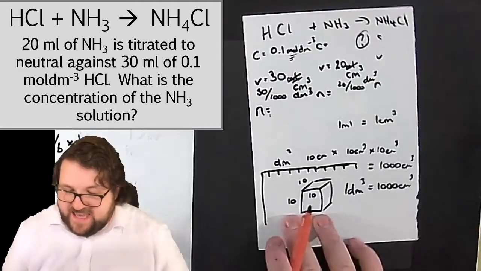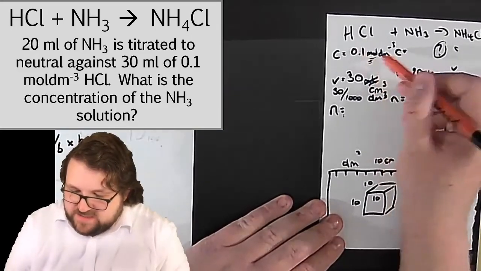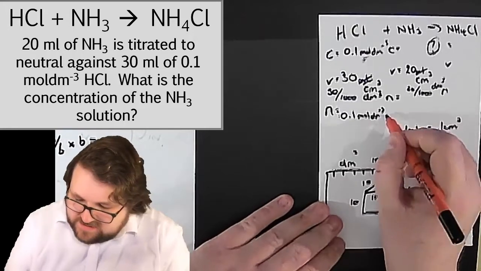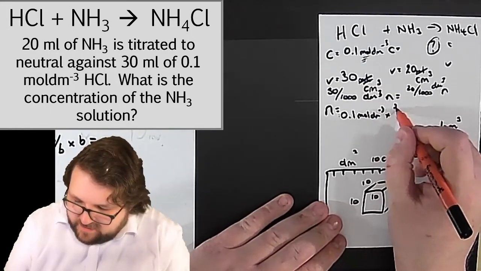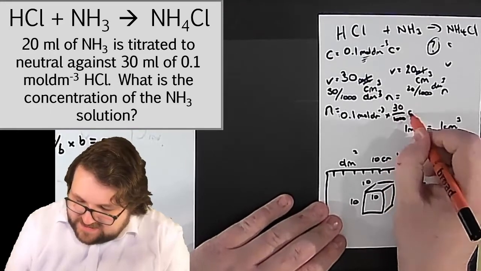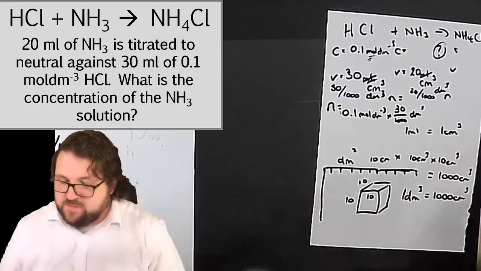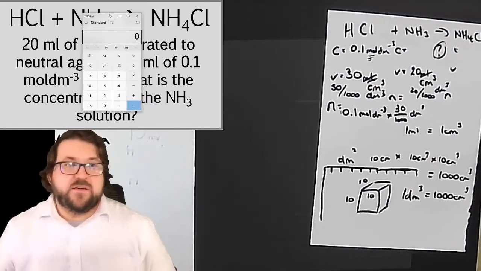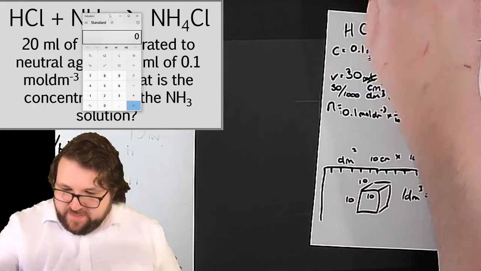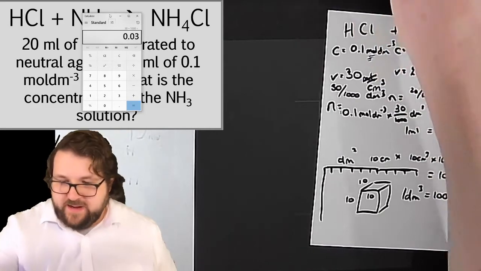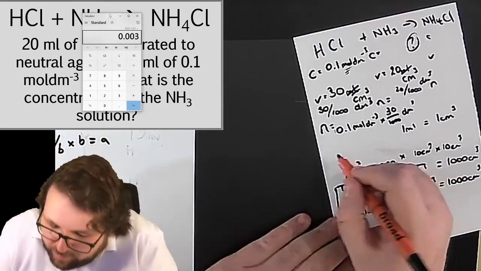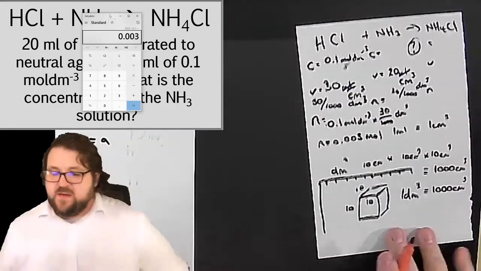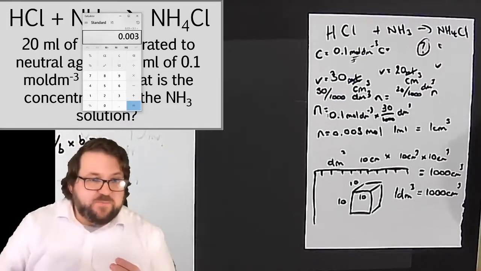So that means that if I take these numbers, this number in decimeters cubed and this number in moles per decimeter cubed, 0.1 mole per decimeter cubed times 30 over 1,000 decimeters cubed, I'm going to end up with the correct number. So let's get a calculator on the go. So over here I'm doing 30 over 1,000 is 0.3 times 0.1 is even smaller. 0.003 moles.